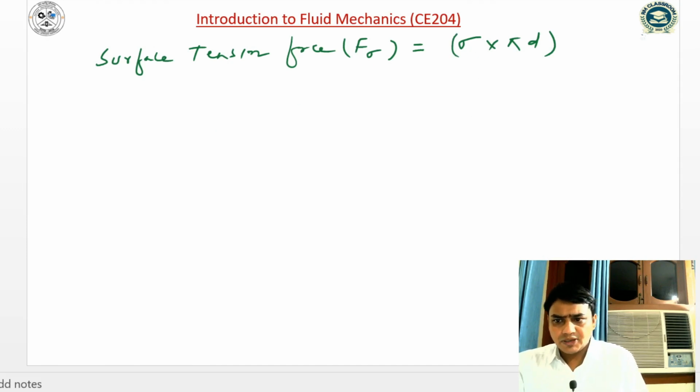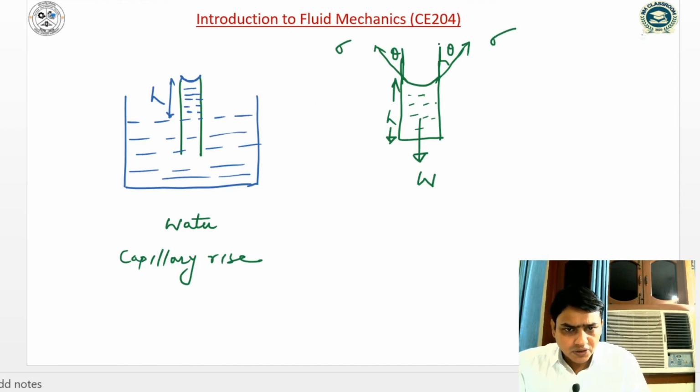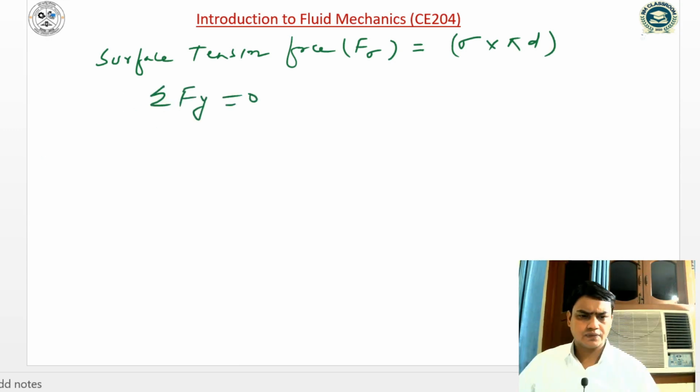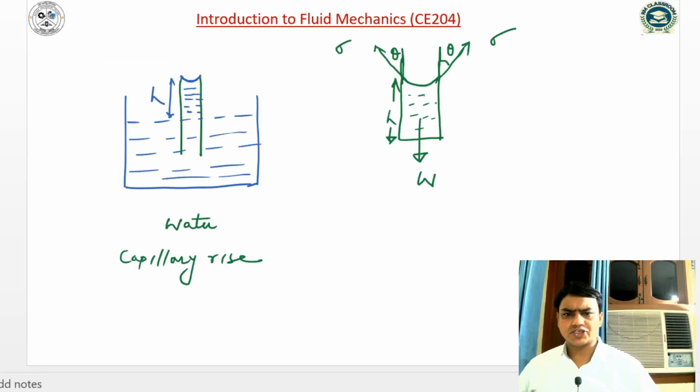So two components will be there. One component along this direction, that is sigma into pi into d cos theta, and in this direction sigma into pi into d into sin theta. If I equate the vertical force, the summation of force in y direction is equal to 0. In the y direction, the component of the surface tension force is sigma into pi into d into cos theta, and this force will be balanced by the weight of the fluid of height h.